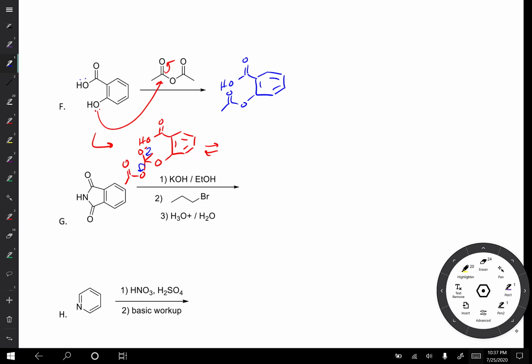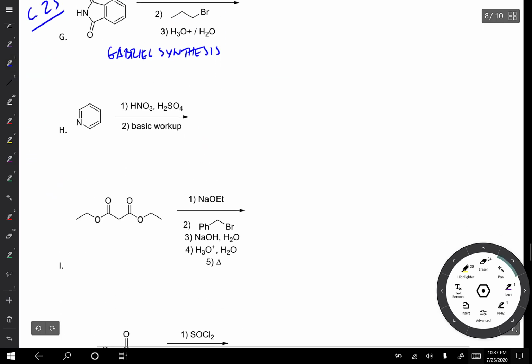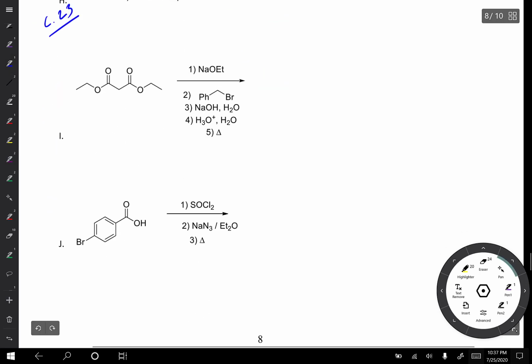Okay, let's go to the next one. This one is the Gabriel Synthesis. Again, chapter 23. I have listed under your unit practice exam, unit 3, which questions are from chapter 23, but this one is the Gabriel Synthesis. We'll learn about this very soon. This one's also chapter 23.